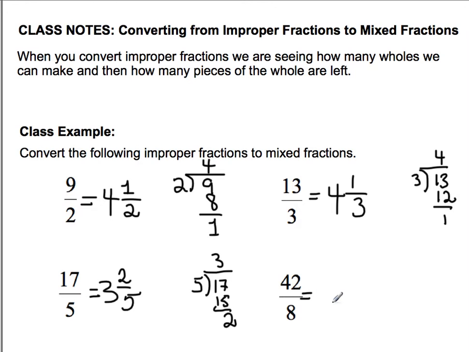And then let's just do this one in our head. 8 goes into 42 5 whole times, which gives me 40. 2 left over, over 8. This is reducible, so we divide by 2, because all of our fractions must be in lowest terms. So 5 and 1/4. Okay, so that's a nice little review.